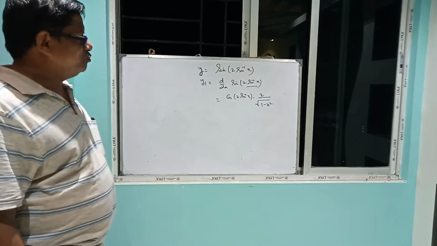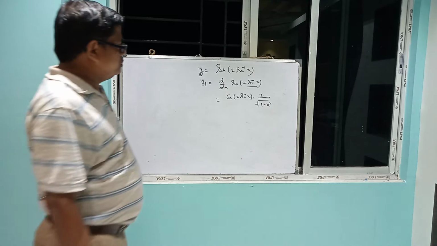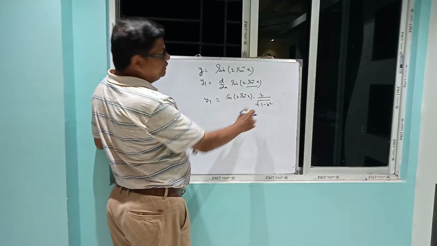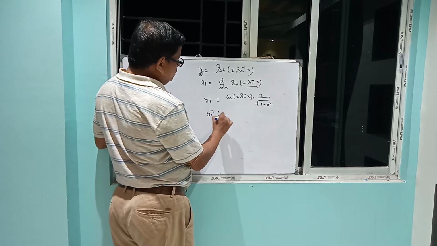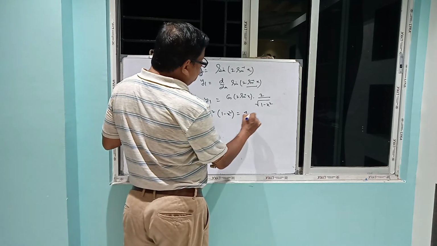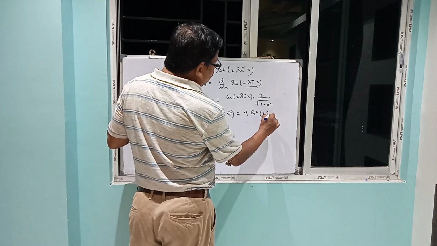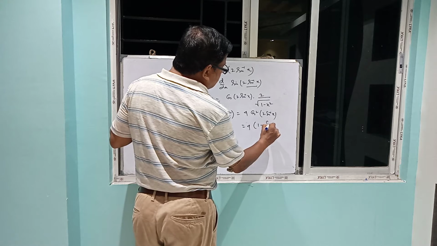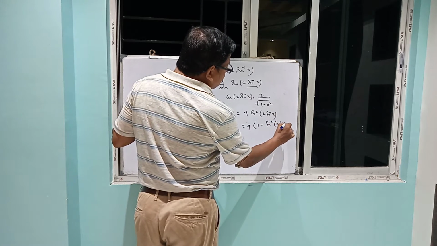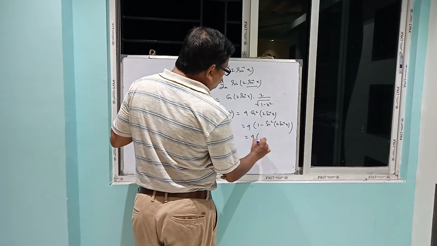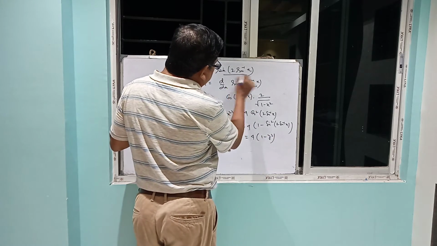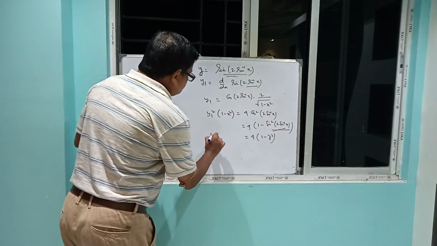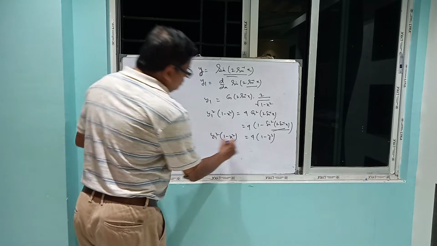So y1 equals cos (2 sine inverse x) into 2 by root (1 minus x square). Now the root is there, so squaring both sides, y1 square into (1 minus x square) equals 4 cos square (2 sine inverse x). So 4 cos square is 1 minus sine square, that is 4 into (1 minus sine square (2 sine inverse x)). So 4 into (1 minus y square), since y is given. So we are getting y1 square (1 minus x square) equals 4(1 minus y square).